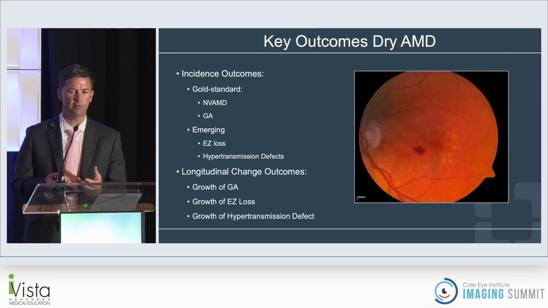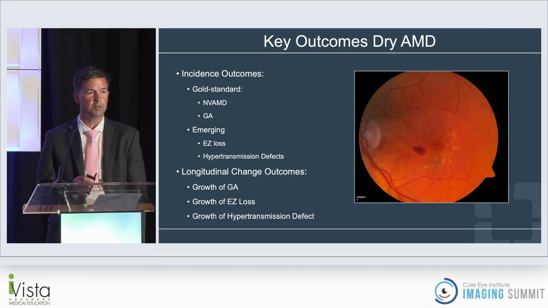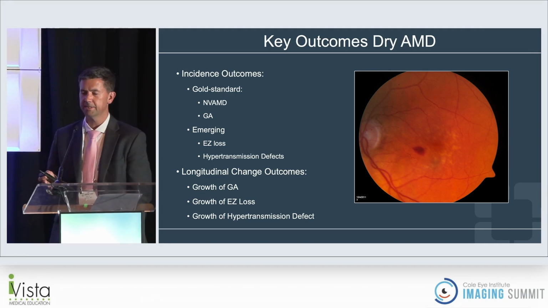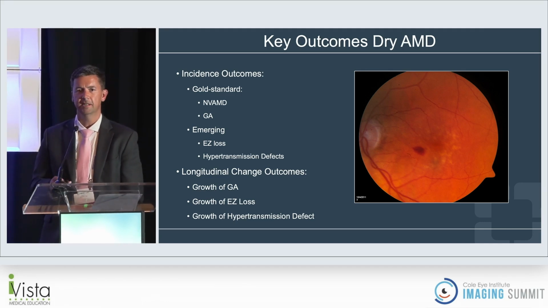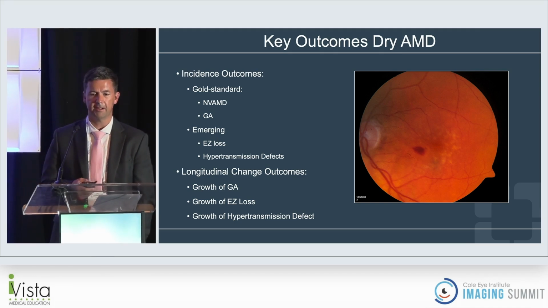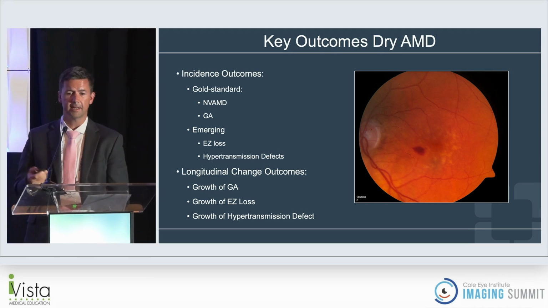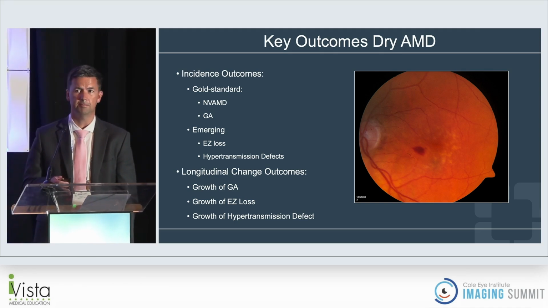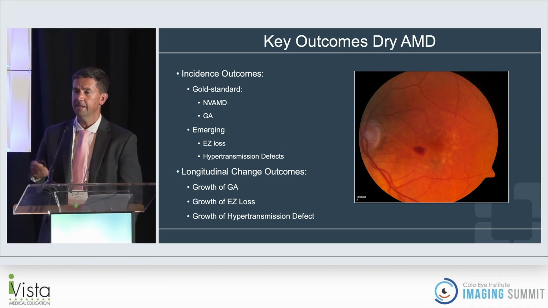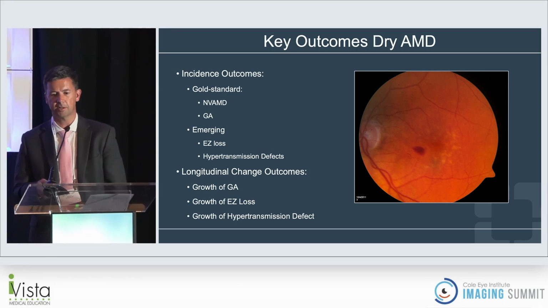And so what are those outcomes that we're looking for? As a clinician, when we're monitoring these patients who have dry AMD, really what we're trying to understand from the gold standard is, have they progressed to advanced? Have they converted over to neovascular AMD? Have they converted to geographic atrophy? Some of the more emerging things that we may be looking for include things like ellipsoid zone loss or hypertransmission defects that may actually allow us, as new treatments come available, to treat patients earlier.